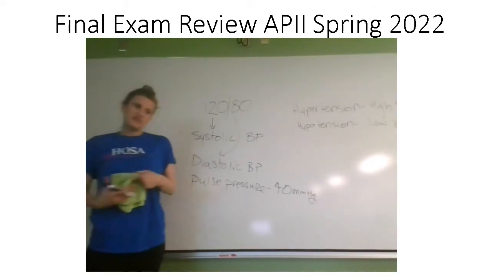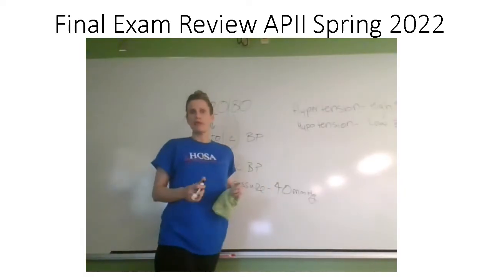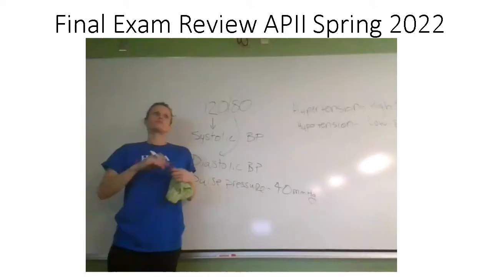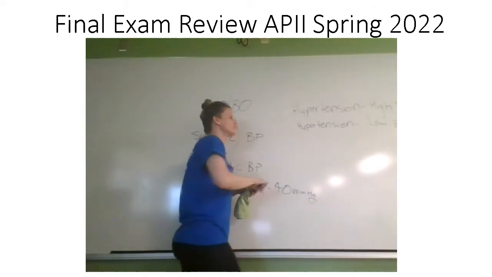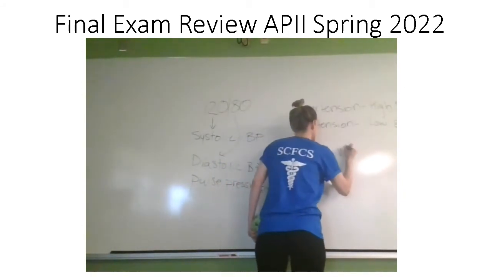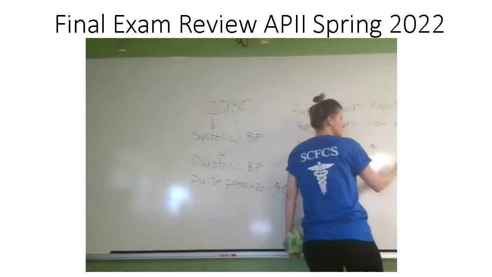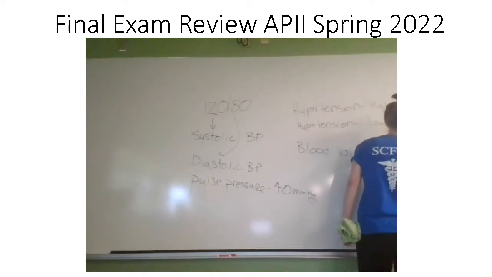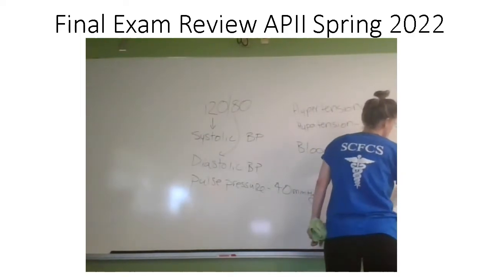There are a lot of different things that affect the pressure in a vessel. All right, a lot of different things affect blood pressure. Blood volume, right, is one of them. So the more volume there is, the more pressure, right? And the less volume there is, the less pressure.